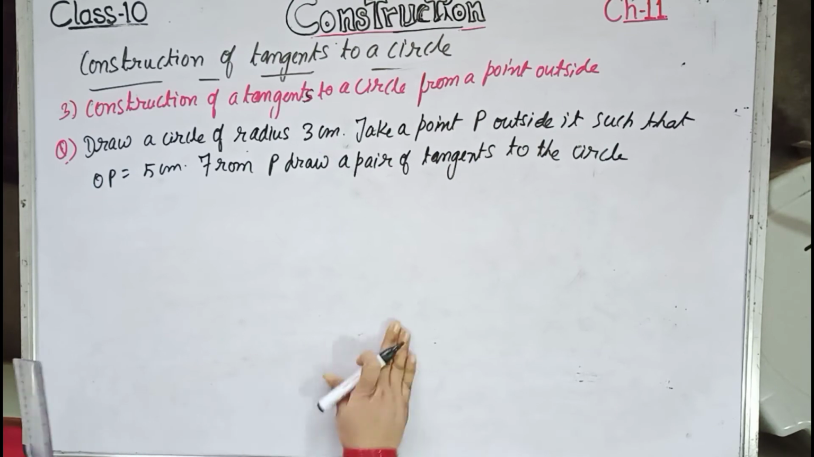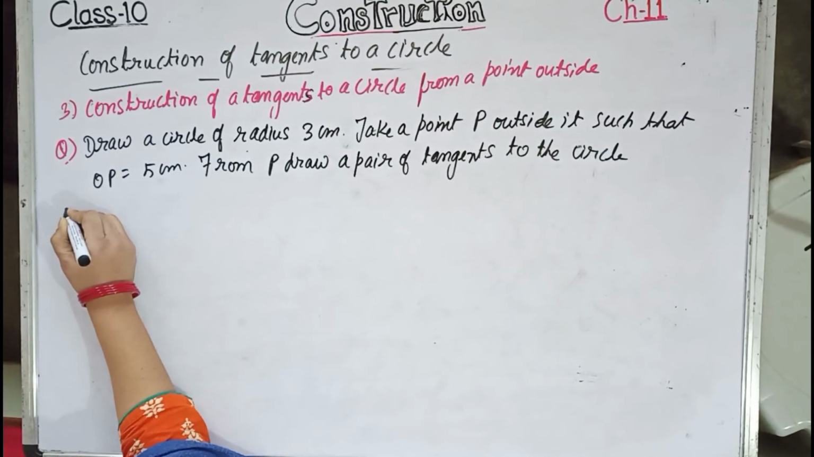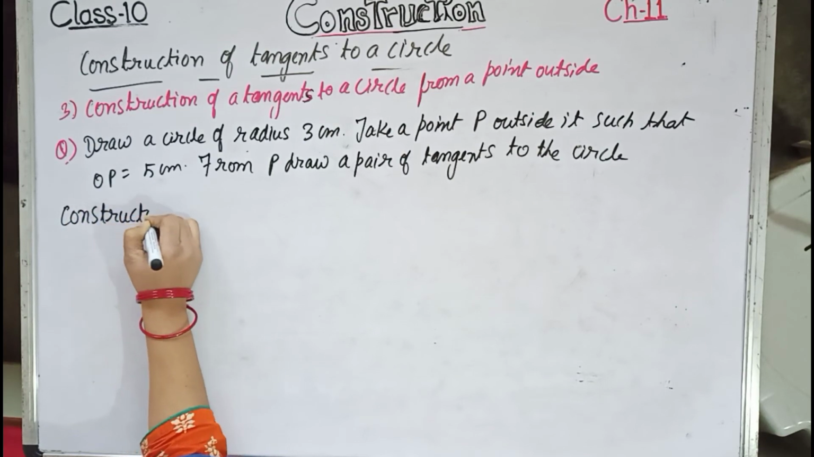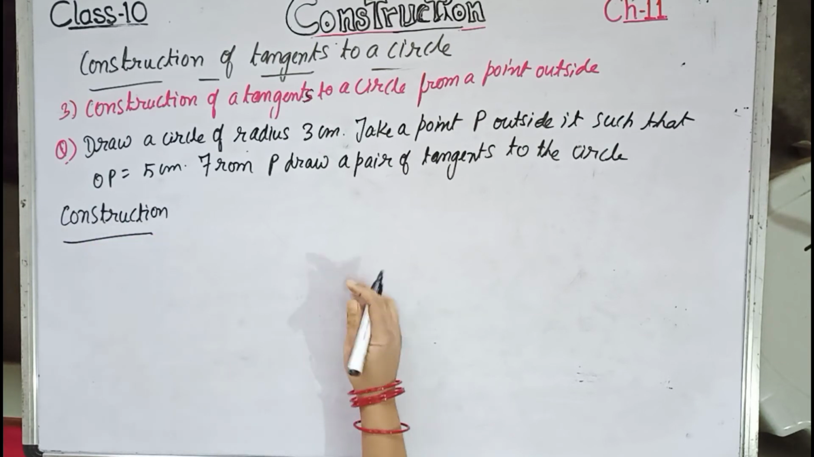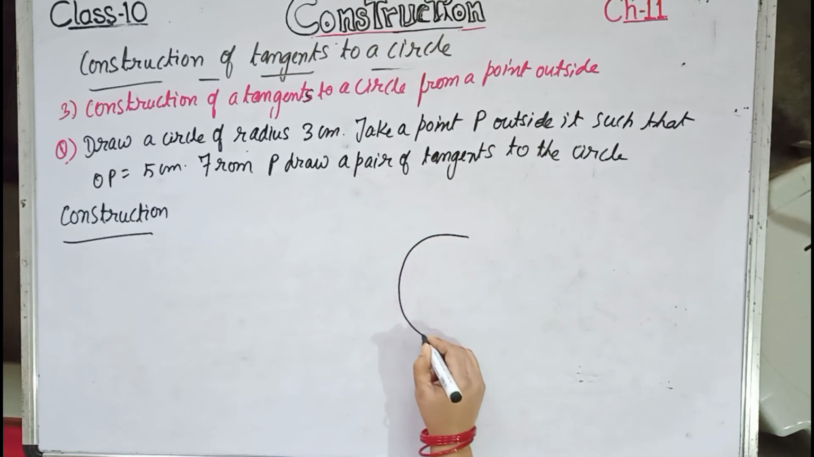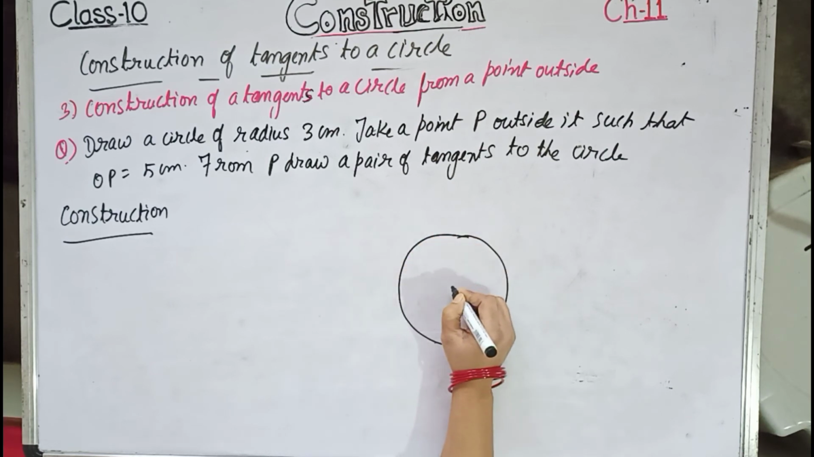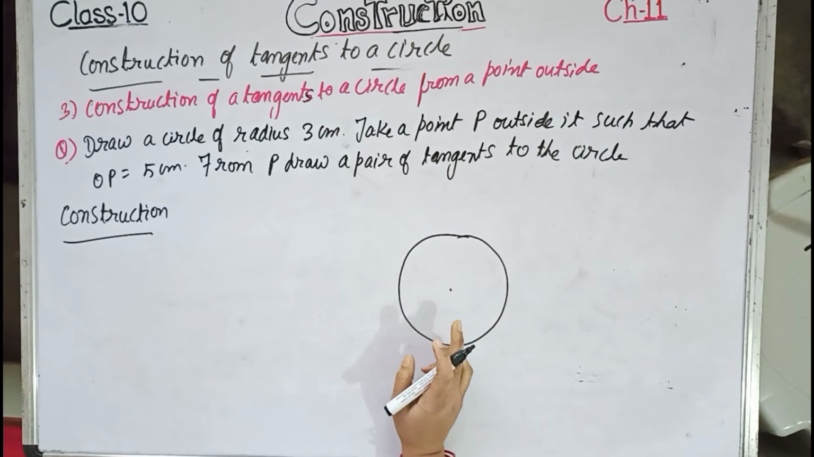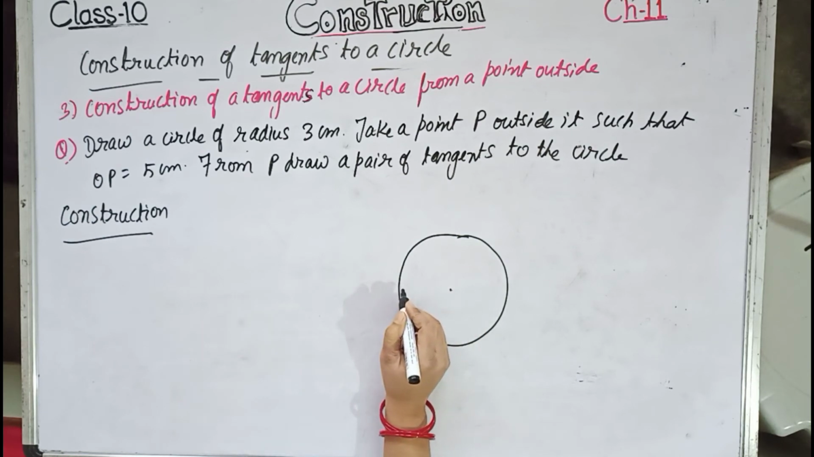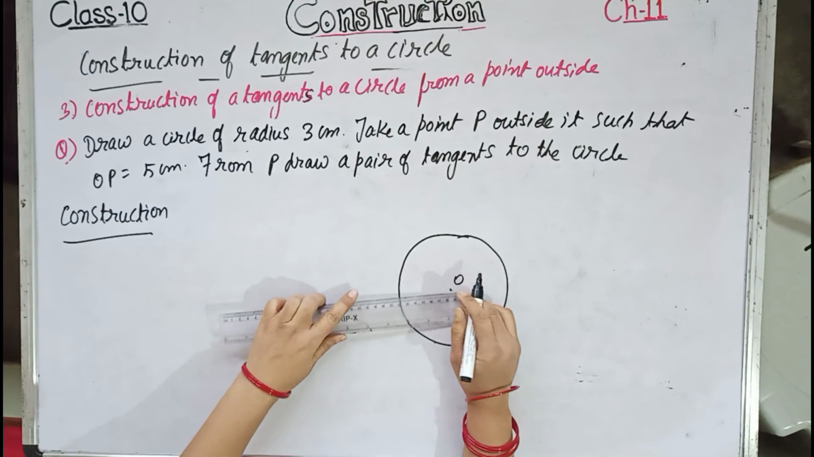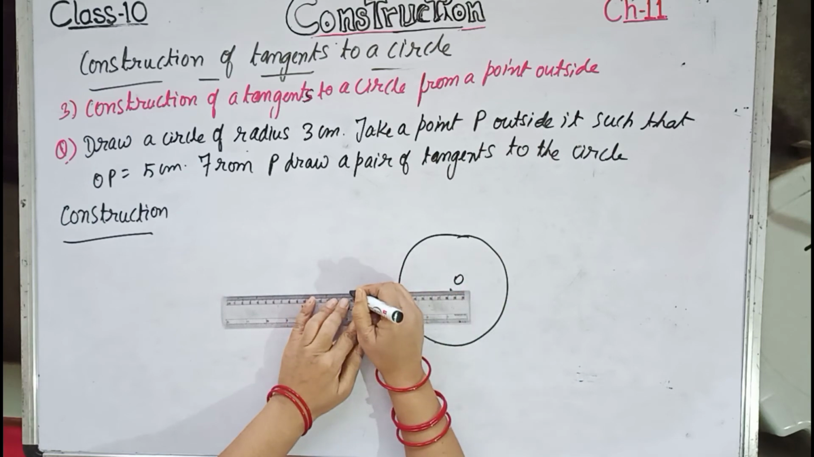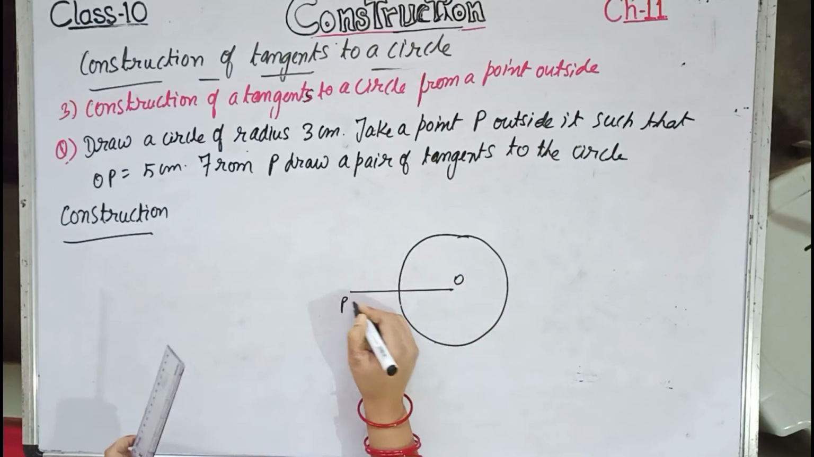So for this, over here in the construction or the solution part, I am writing the steps of construction. Children, please do write it all. Construction: first, draw a circle of radius 3 cm. Suppose this is a circle of radius 3 cm, with center O and this radius already 3 cm. Now take a point P outside it such that OP becomes 5 cm.